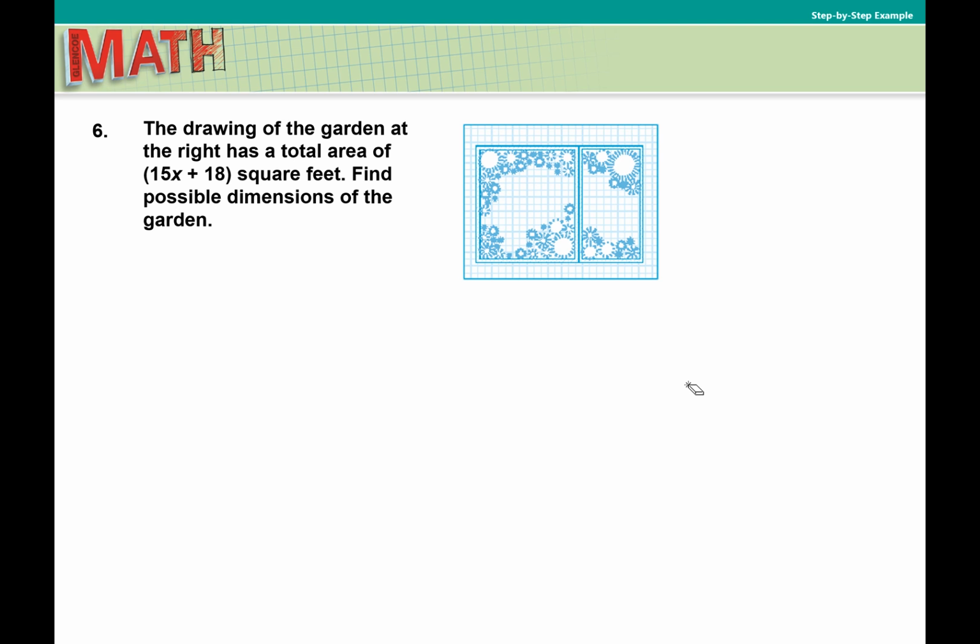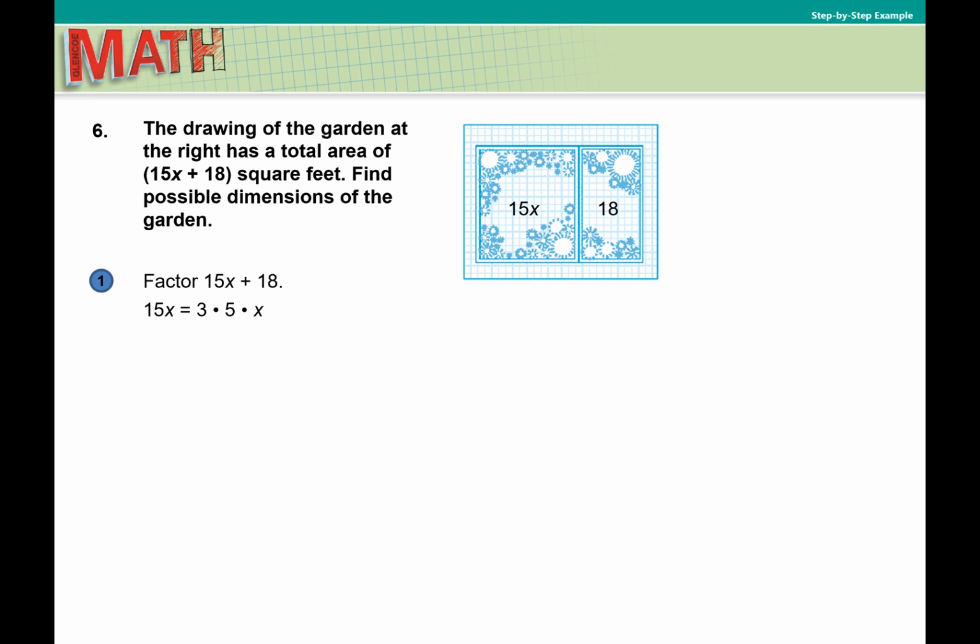Okay, the drawing of the garden at the right has a total area of 15x plus 18 square feet. To find the possible dimensions of the garden. Okay, so first of all, we want to factor out 15x plus 18.